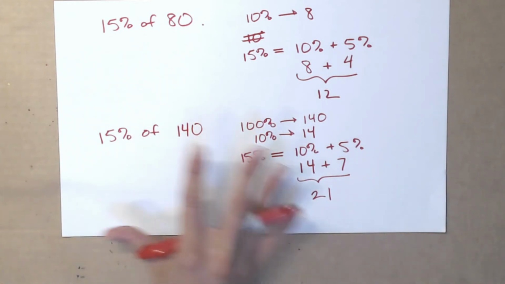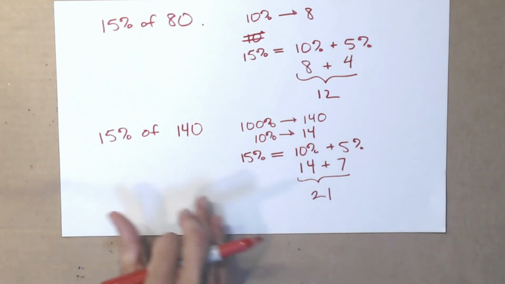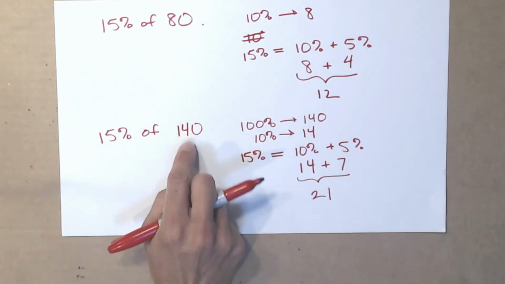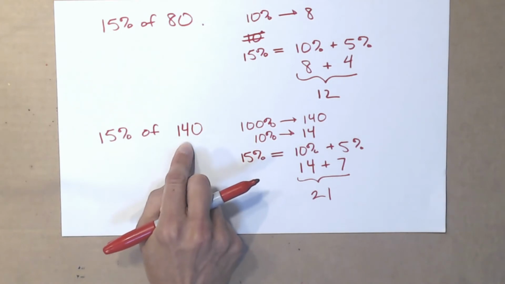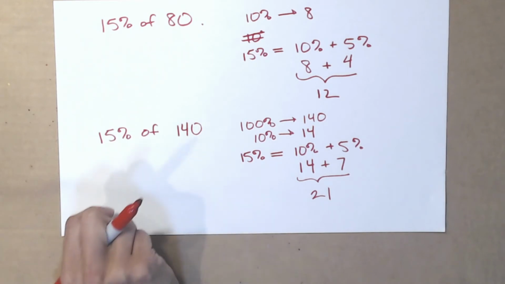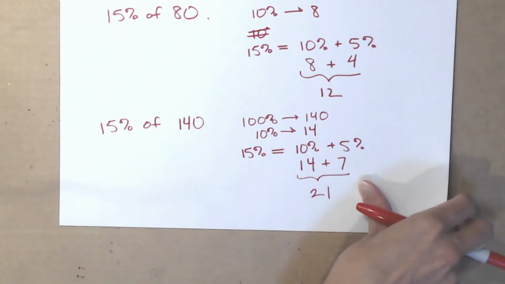So this is something I want you to work on doing in your head. If you saw this on the sprint, you would say, oh, 10% is 14, so 5% is 7, 14 plus 7 is 21. That's how I want you to think about those. Let me just do a few more here.